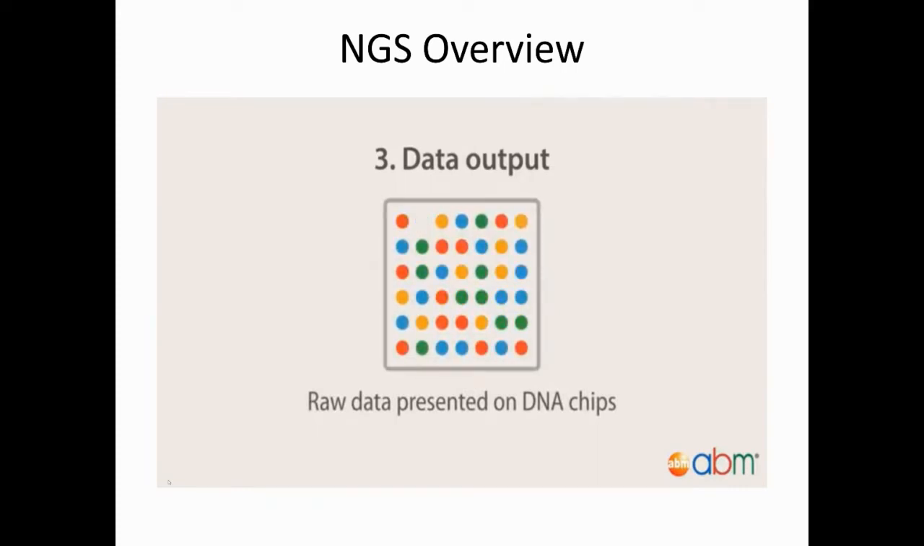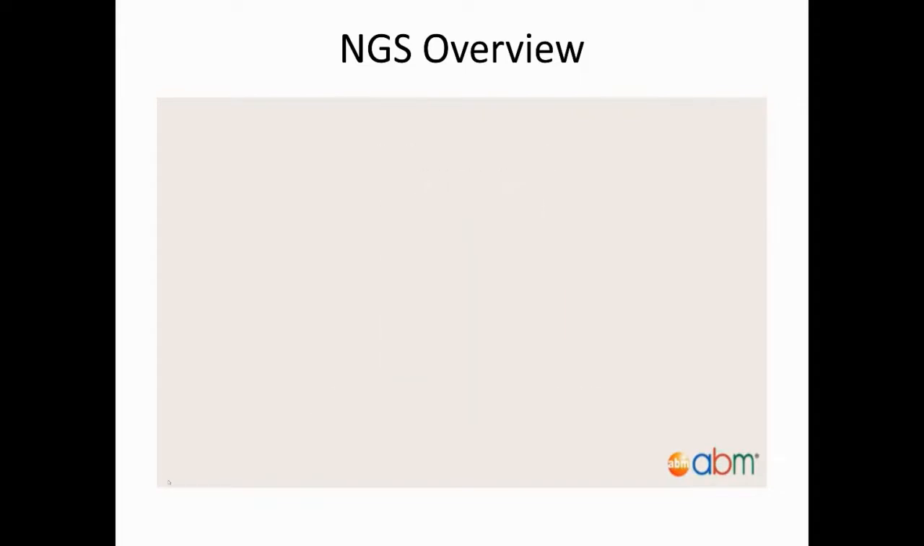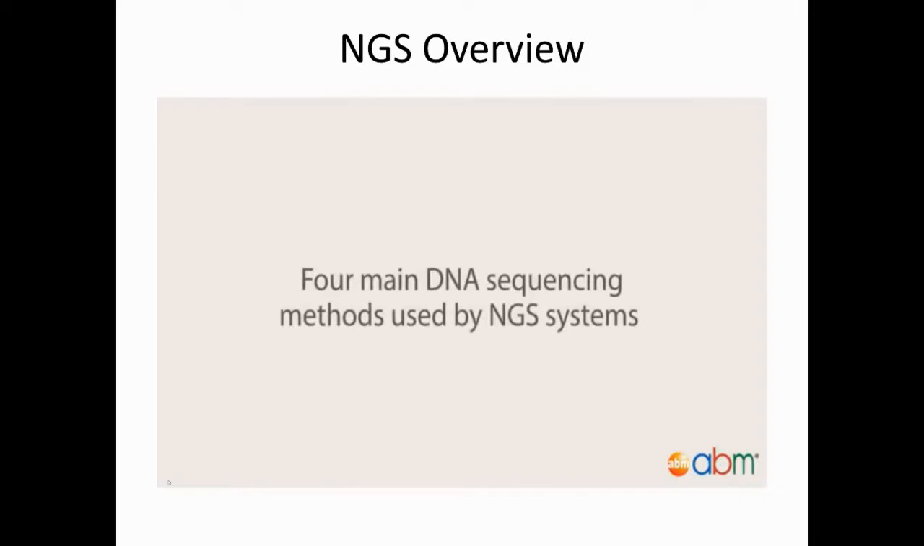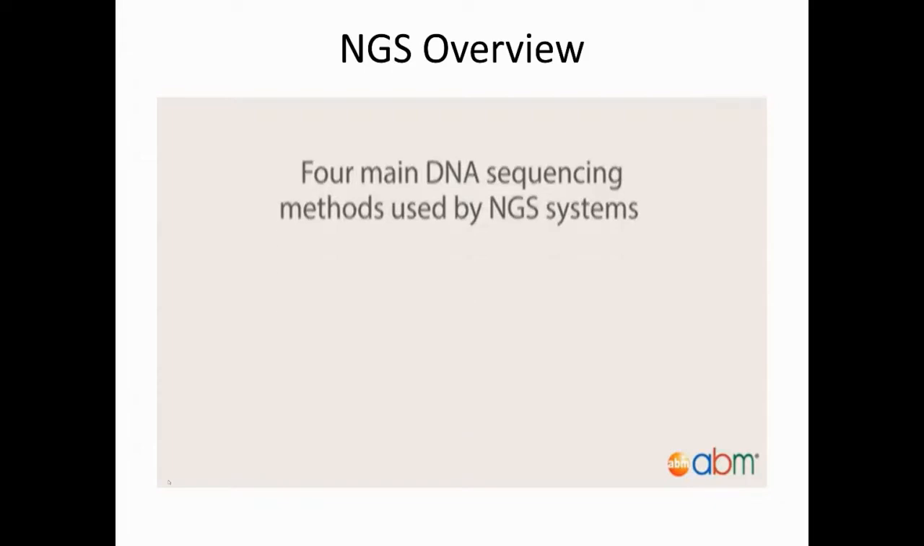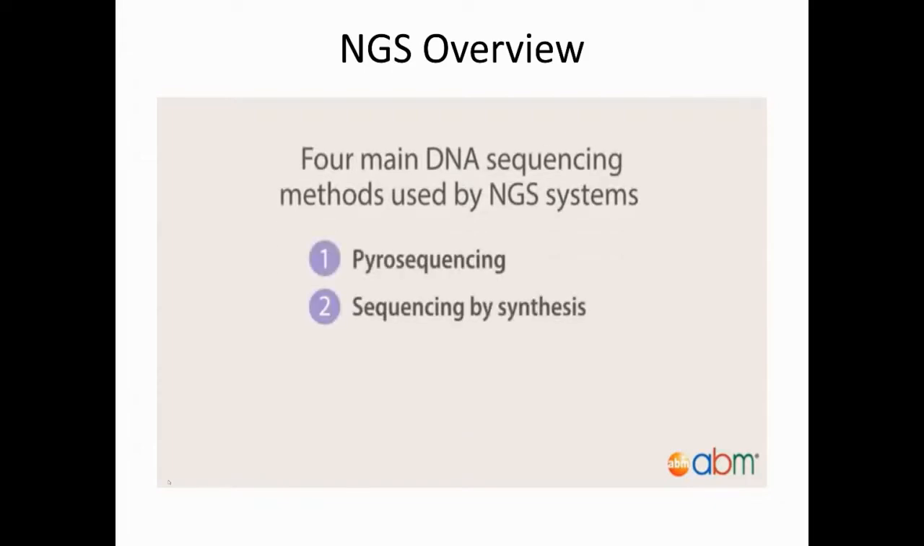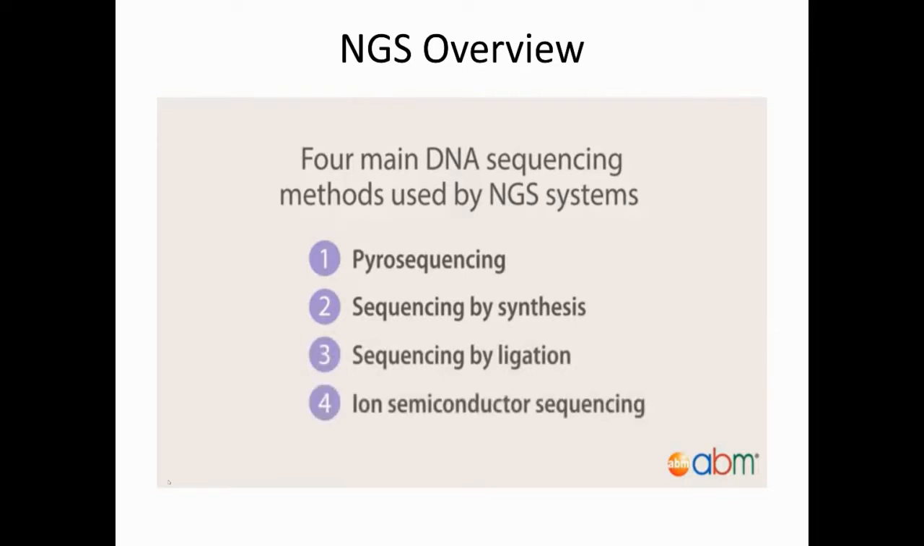And 3. Data output. Each machine provides the raw data at the end of the sequencing run. This raw data is a collection of DNA sequences that were generated at each cluster. The differences between the different next-generation sequencing platforms lie mainly in the technical details of the sequencing reaction and can be categorized in 4 groups: pyrosequencing, sequencing by synthesis, sequencing by ligation, and ion semiconductor sequencing.